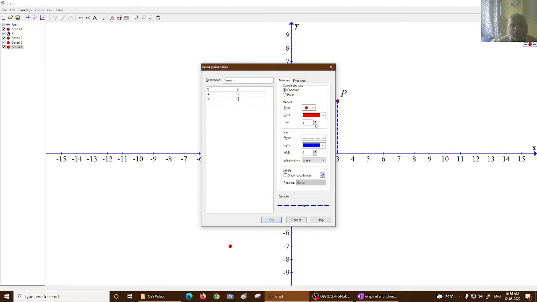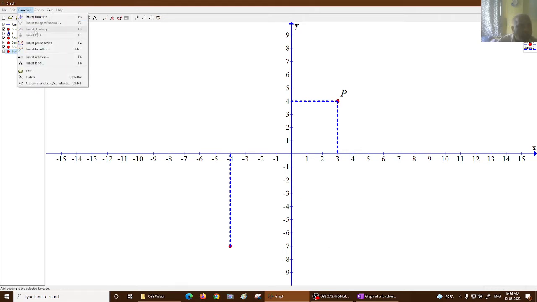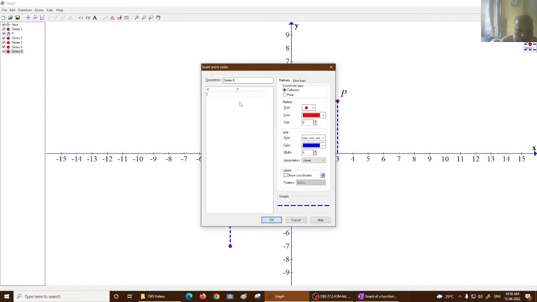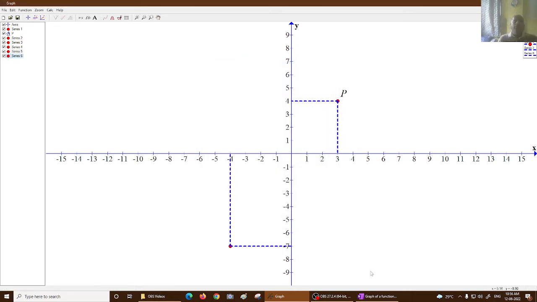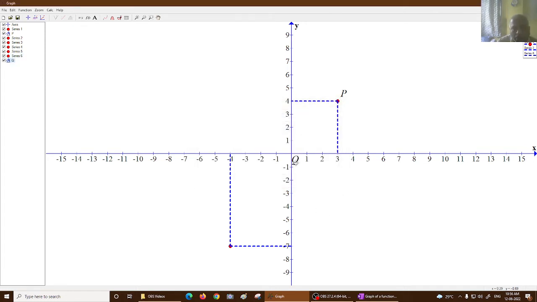Let us see where they meet the x and y axes. If I draw a perpendicular on the x axis, it intersects the x axis at the point -4. Similarly, if you draw a perpendicular on the y axis, let us see where it intersects. It is intersecting at -7. Let us call this point Q. So point P is over there and point Q is over here. You can write down the coordinates 3, 4 and -4, -7.